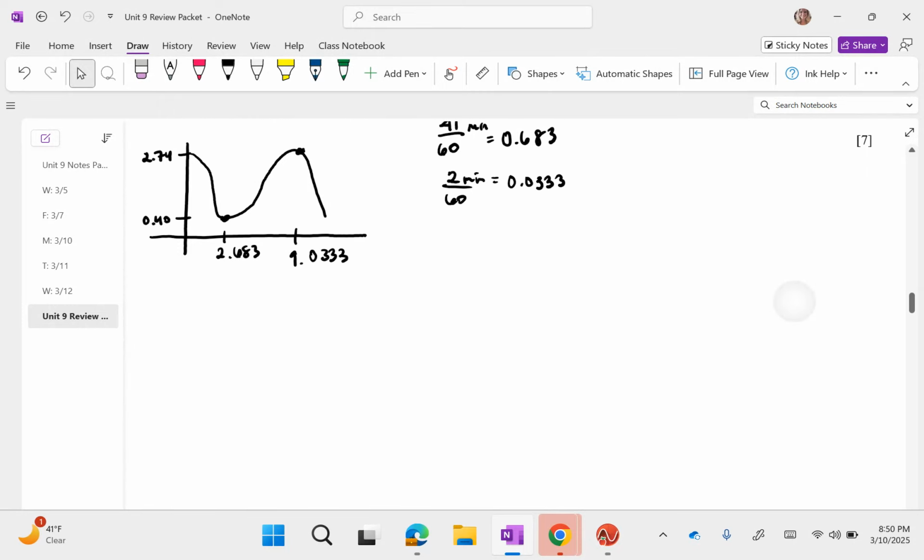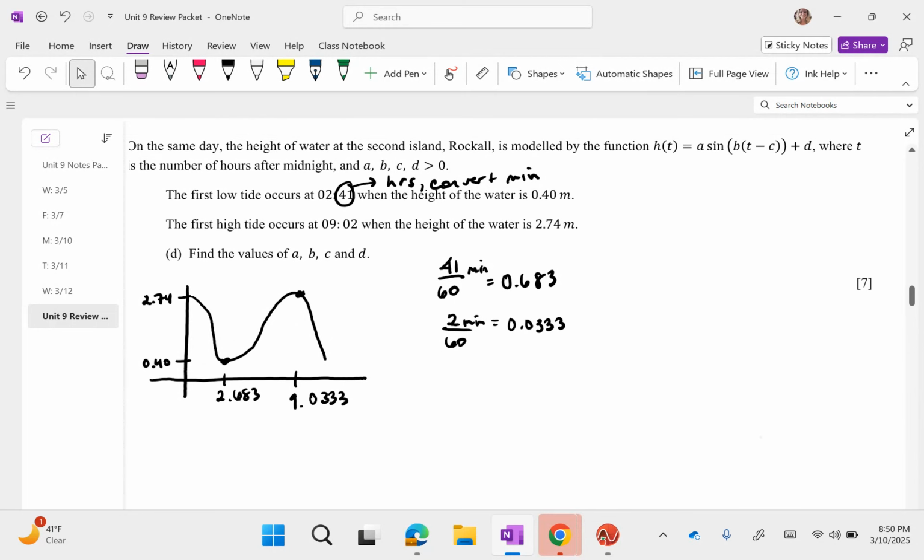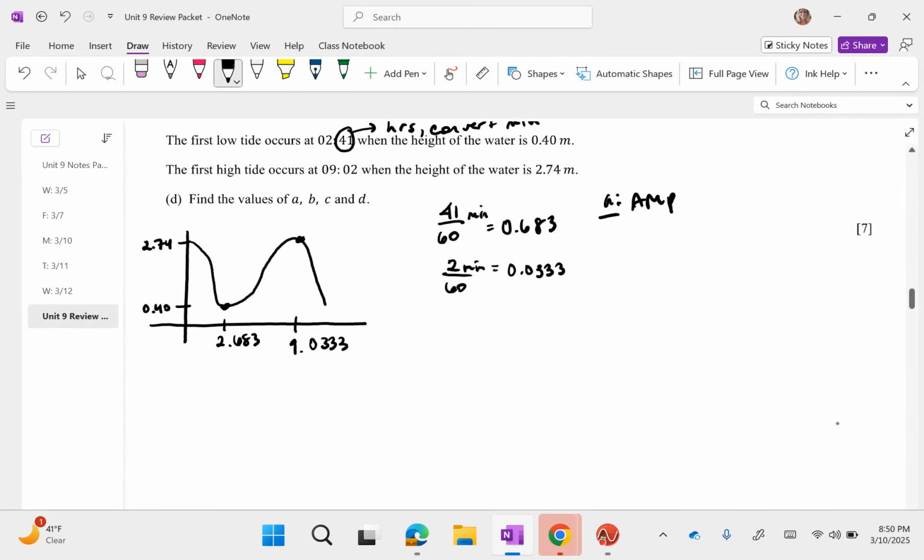Okay, cool. My little sketch. I've got to figure out the amplitude. That's going to be A. Let's do the amplitude first. It's the easiest to find, right? So I've got the highest high. That's going to be 2.74 minus the lowest low, 0.40. Then I'm going to divide that by 2, and I'm going to get 1.17. So the amplitude is going to be 1.17. So that's going to be the number out front.